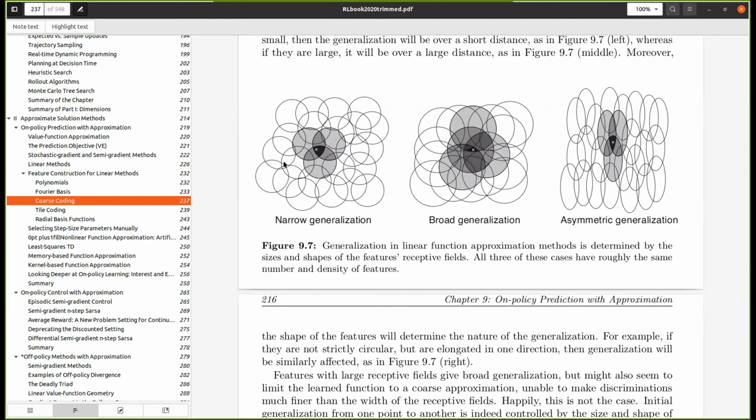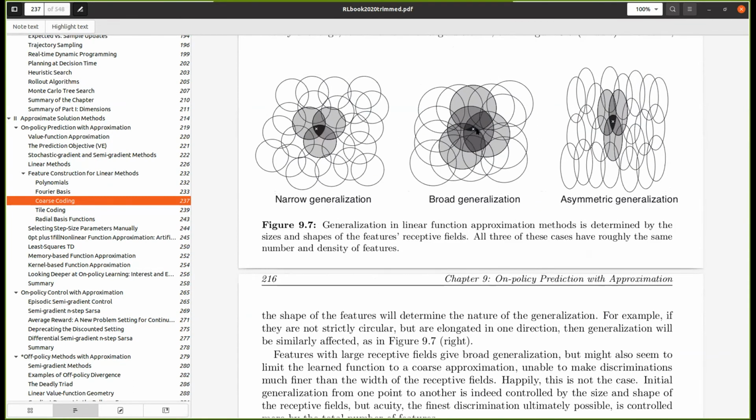And if we have less overlap, so I think the number of circles here is supposed to be the same, but you can see that the circles are larger in this case, therefore they overlap more, and each state will have more of these circles activated, and therefore that will result in broader generalization, because close states are more likely to have a similar representation than in this case.